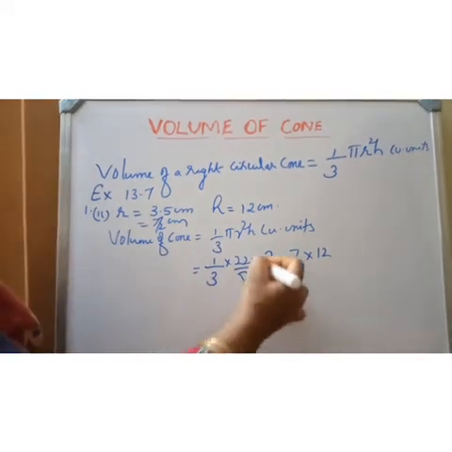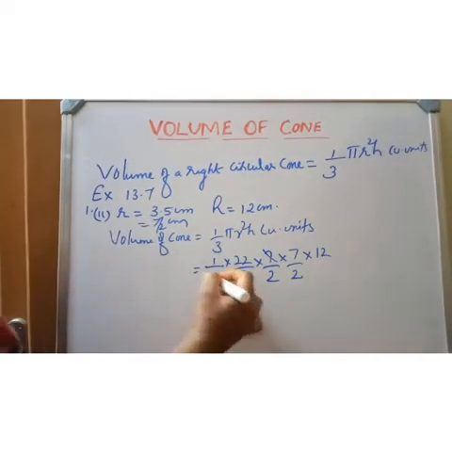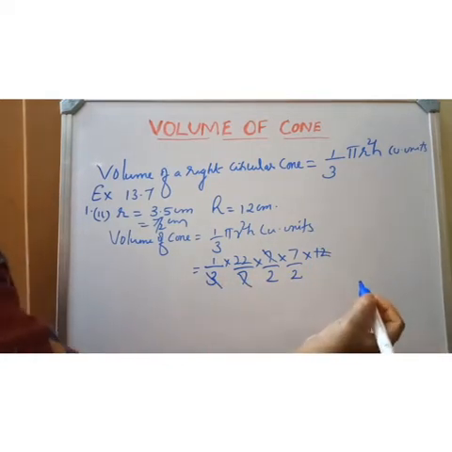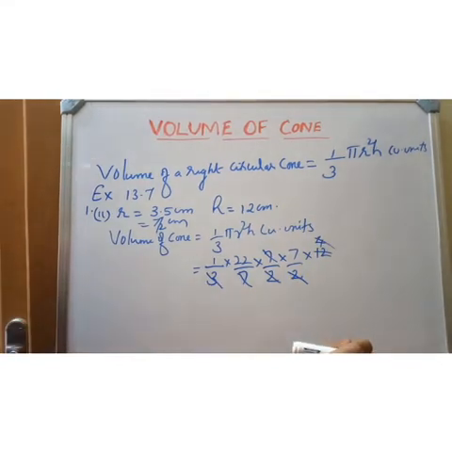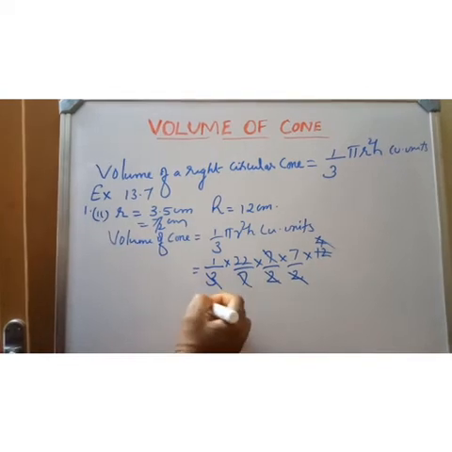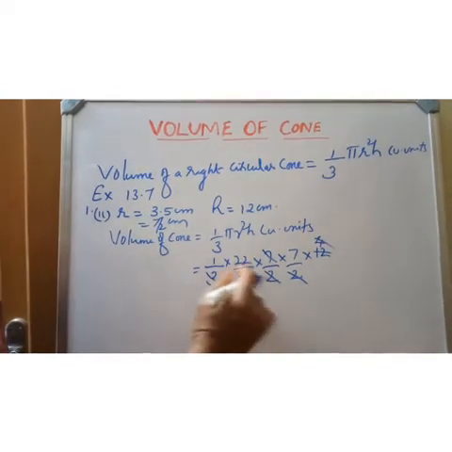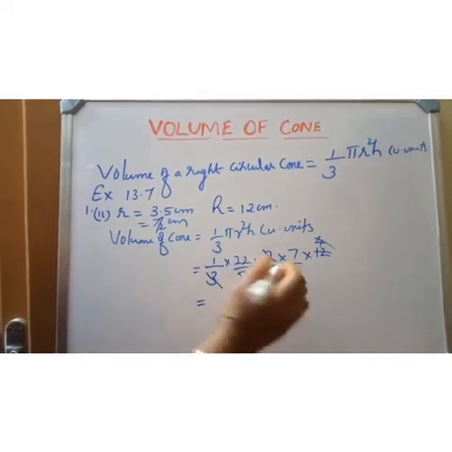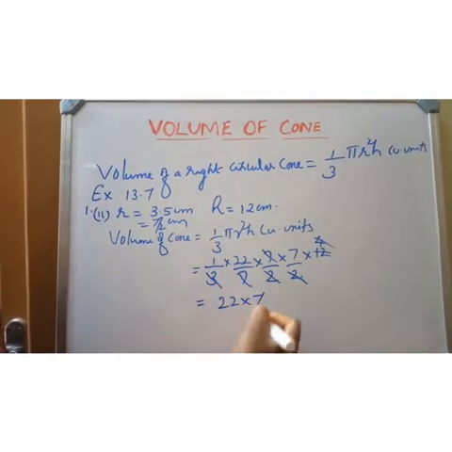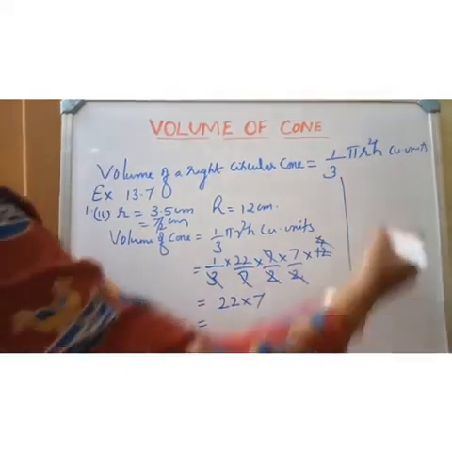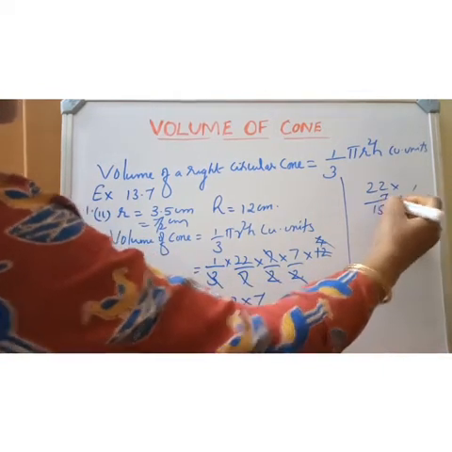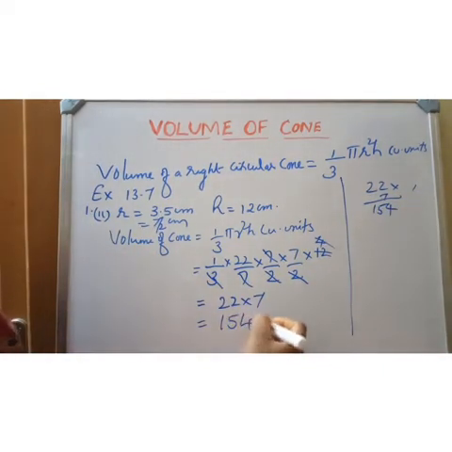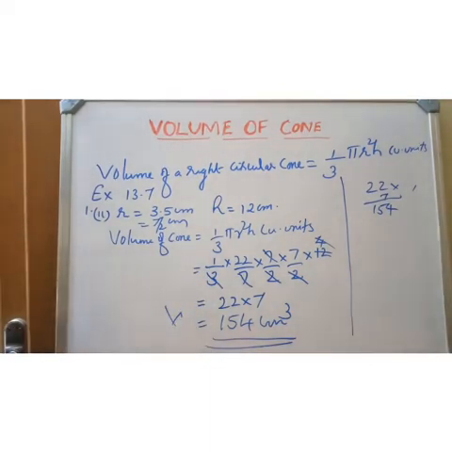Okay. So 7 and 7 get cancelled. 3 and 12. How many 3s are 12? 4 3s are 12. 2 2s are 4. So cancellation is very easy for us. So everything can cancel in the denominator with the numerator. The rest is 22 into 7. In the rough column, take your pencil and do that. 2 7s are 14, so the answer is 154 centimeter cube. That will be the volume. Okay.